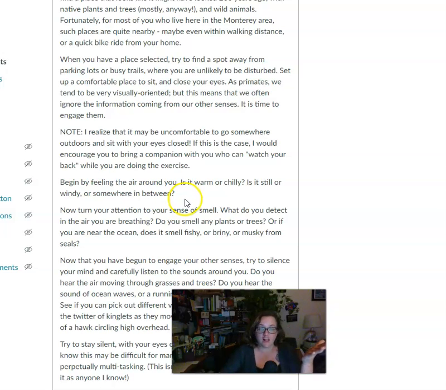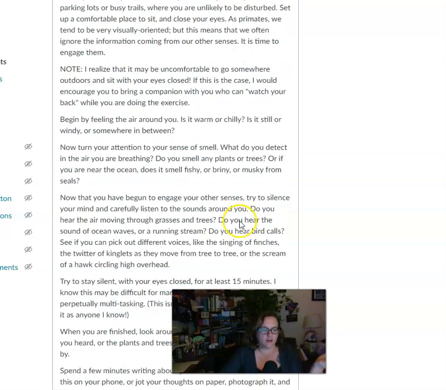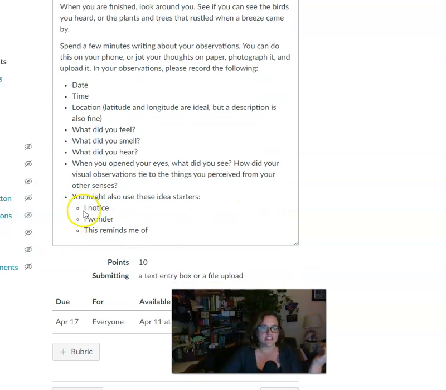What do you smell? Are you by the ocean and does it smell like the ocean? Are you by a lake? Lakes have a bit of a different smell than the ocean, I've always thought. What you're smelling is that algae, okay? If you're in the middle of a field, does it smell like a certain kind of grass? Maybe one of the things I'm going to say is you can use these idea starters.